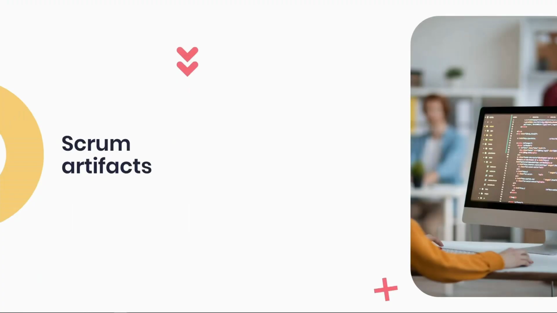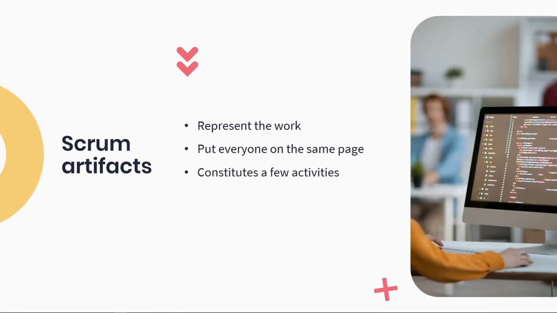Scrum artifacts represent the work that provides transparency and opportunities for inspection and adaptation. These are specifically designed with the goal of giving everyone the same understanding of what is going on in the project. Scrum artifacts constitute a number of activities. We will discuss them in a moment.